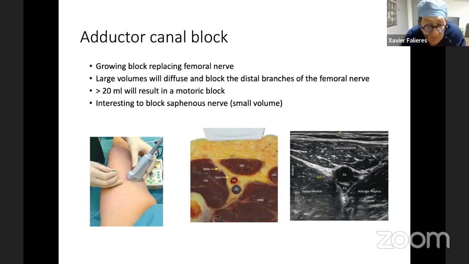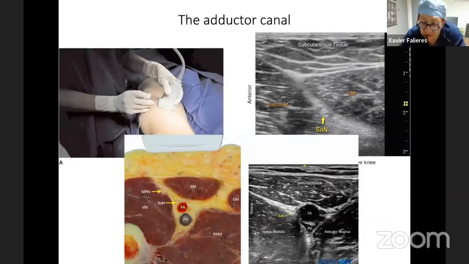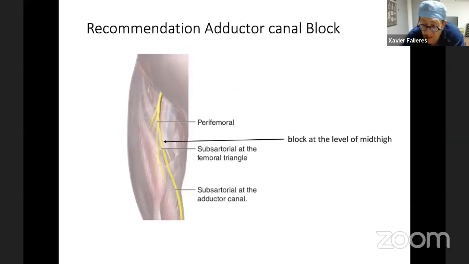So at the middle of the thigh, you will see the femoral artery, and at the external, the lateral side, you will see a triangle. This triangle is your target when you give the block. Here you will see also the saphenous nerve. So it's a very interesting block to block the saphenous nerve. It is recommended to block at the level of the mid thigh. It's the best way to get a good block, because the diffusion will be to all the sensitive branches of the femoral nerve. And once again, if you give too much, it will diffuse to the femoral nerve, and then you will get a motor block.